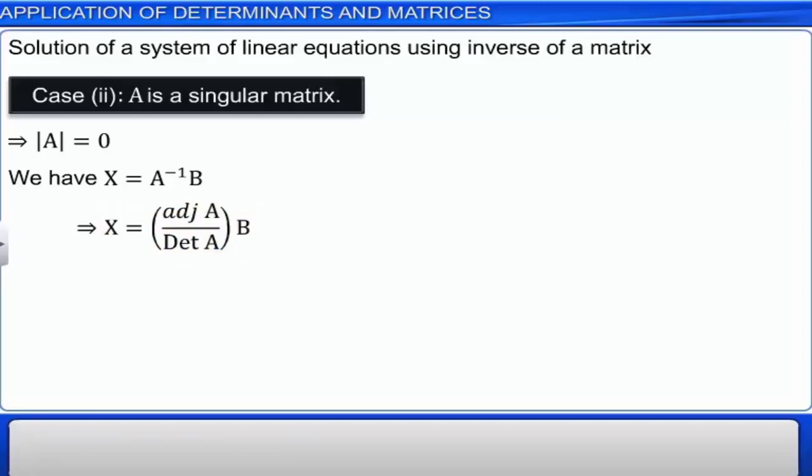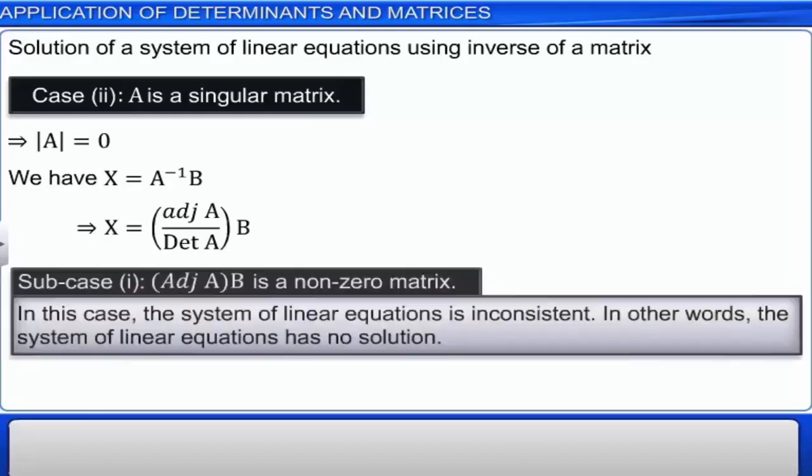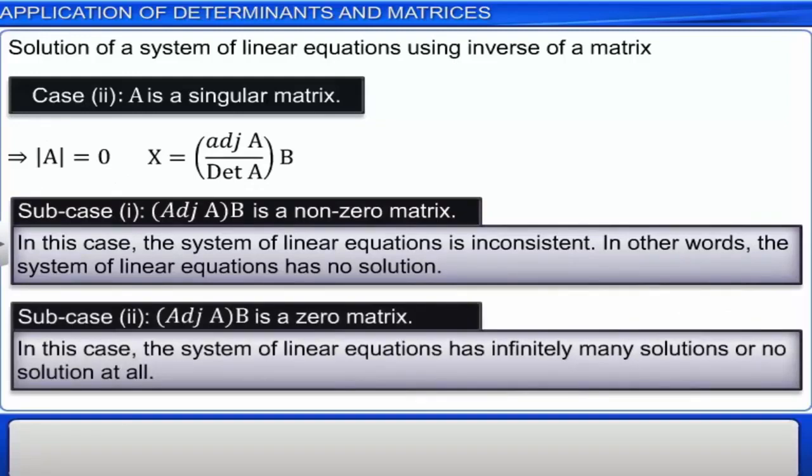If adjoint of A into B is a non-zero matrix, then the system of linear equations is inconsistent. In other words, the system of linear equations has no solution. On the other hand, if adjoint of A into B is a 0 matrix, then the system of linear equations is either consistent or inconsistent. Accordingly, the system of linear equations has either infinitely many solutions or no solutions at all.